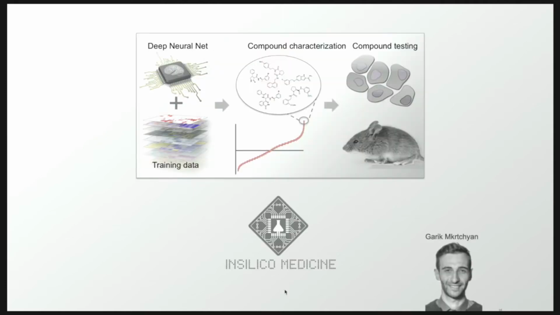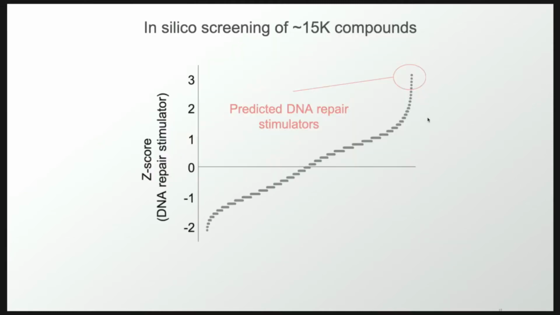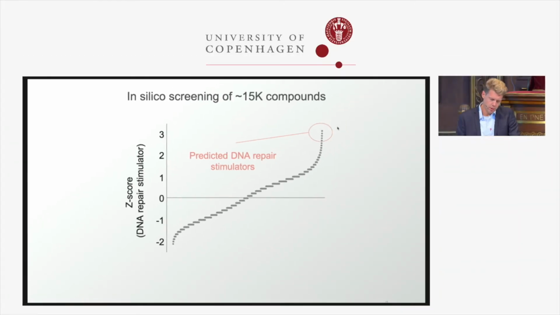This is done in collaboration with Insilico Medicine, and this is the basic overview. We use neural networks on a large amount of training data to characterize or stratify about 20,000 compounds and then find compounds that could stimulate DNA repair. We screened 15,000 compounds and found a number of hits that could potentially stimulate DNA repair.